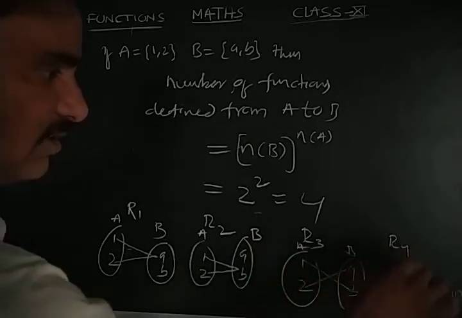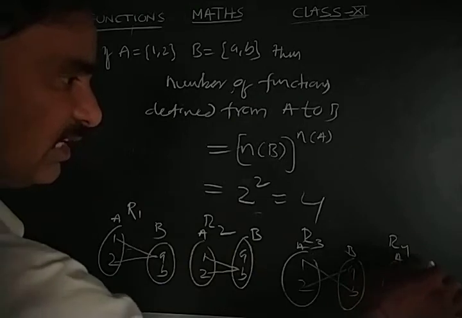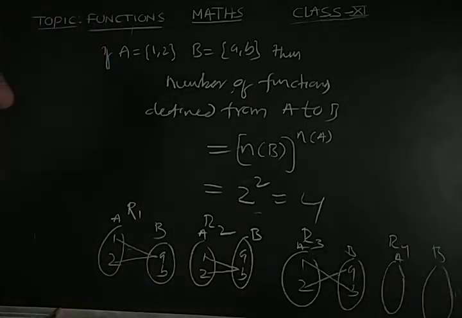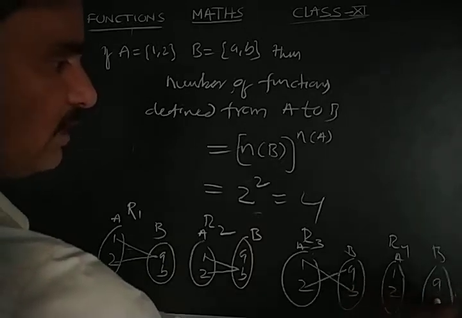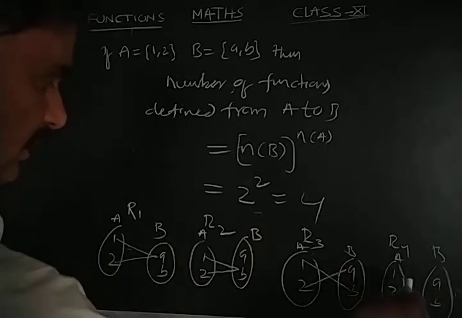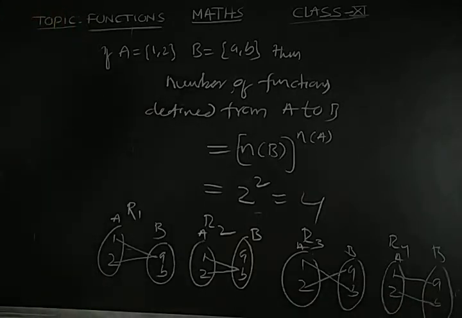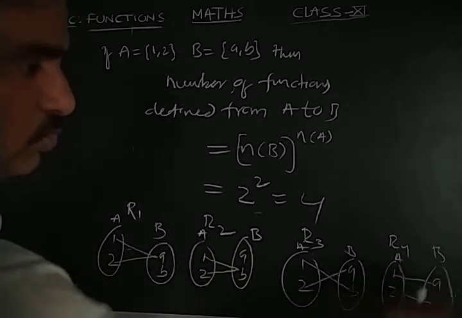Next another function, I am taking R4. It is a relation from A to B. Now A has 1 comma 2, B has A comma B. I can relate like this: 1 has image A, 2 has image B. So here also every element has a unique image.